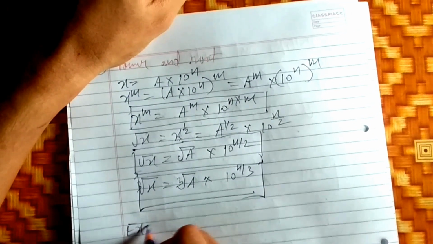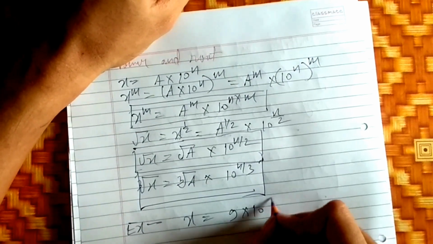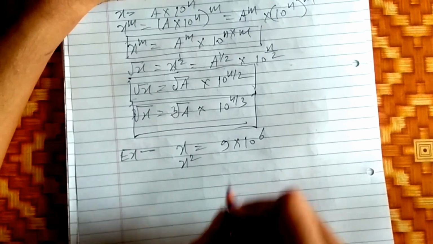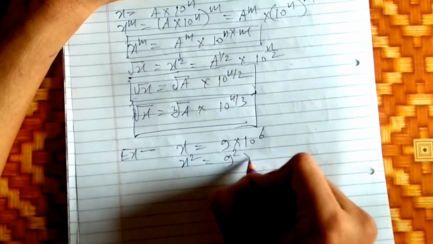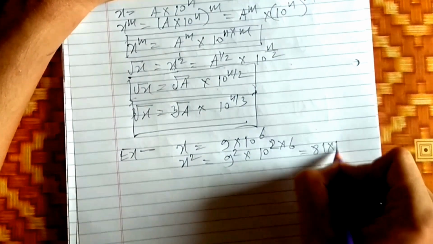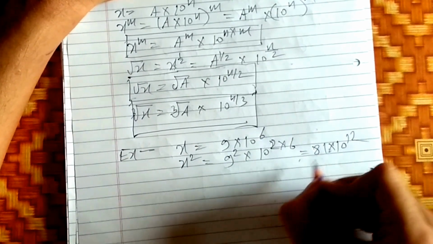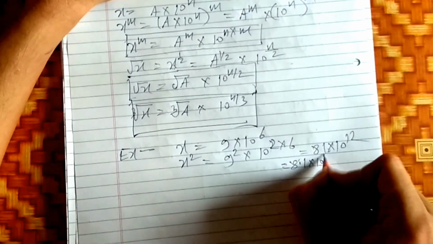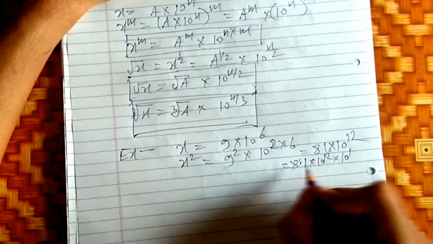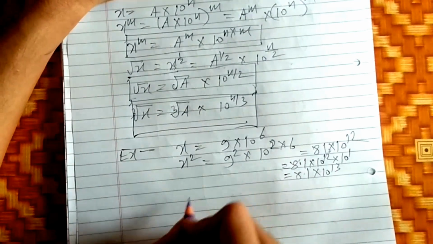For example, if x is equal to 9 into 10 to the power 6, then x square will be 9 square into 10 to the power 2 into 6, equal to 81 into 10 to the power 12, right? Now for changing it into scientific notation, we will move the decimal point to the left, equal to 8.1, and 10 to the power 12, and we will multiply it by 10 to the power 1. Since we shifted the decimal point to the left, 10 to the power 1 will be multiplied, therefore it will be 8.1 into 10 to the power 13, right?